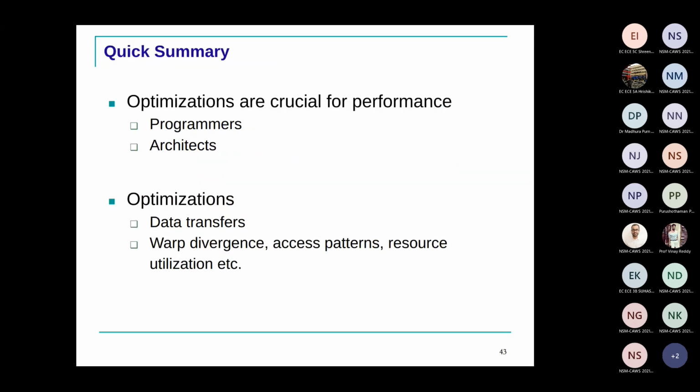So a quick summary: optimizations are critical for performance. Programmers have to understand some of the architecture features. Also, architects are working on serious research directions to improve the performance of GPU architecture. We talked about some of the data transfer optimizations, but there are a lot of optimizations at the kernel level, like warp divergence, access patterns, and resource utilization.